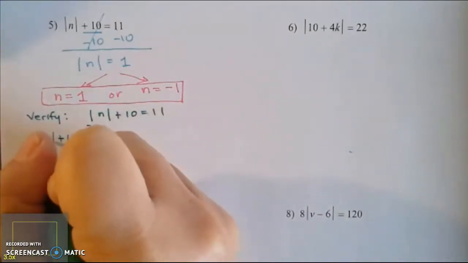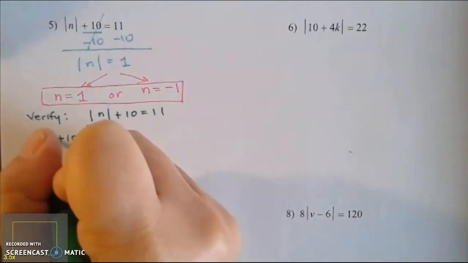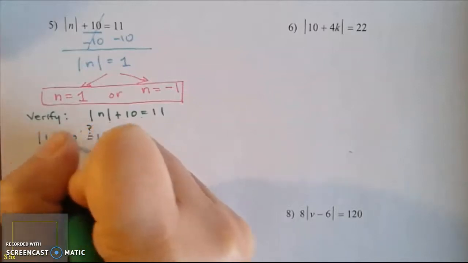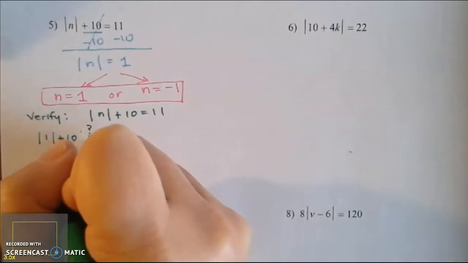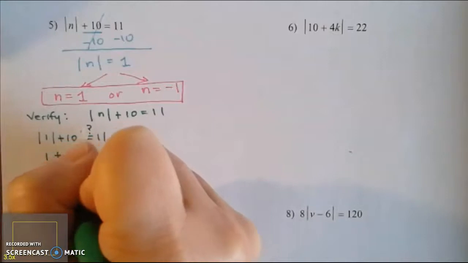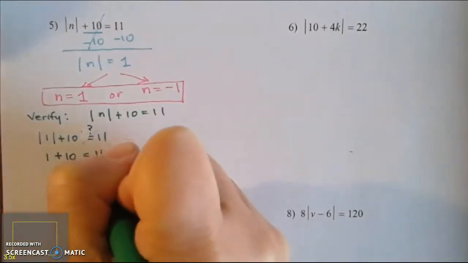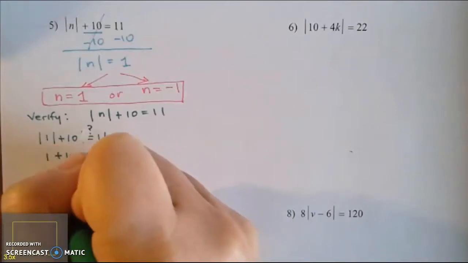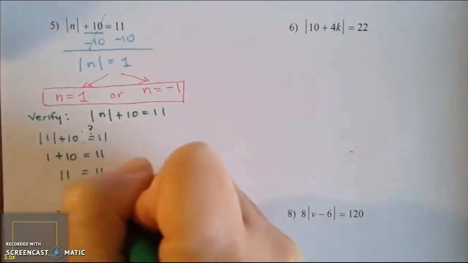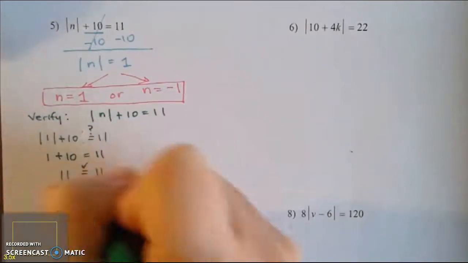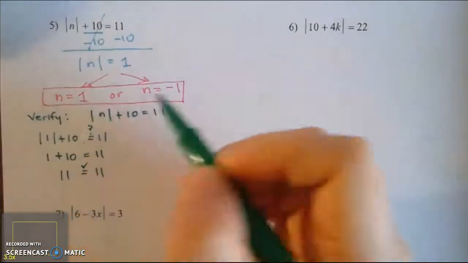Now, since I just have an absolute value of a number, I can take the absolute value of 1. What is the absolute value of 1? That's just plain 1. Notice that the absolute value symbol is now gone because we've applied the absolute value of 1. And plus 10 is equal to, well, we still don't know because we have not simplified the left-hand side. 1 plus 10 is equal to 11, and the right-hand side is equal to 11. So that is true. So I know that n is equal to 1 is a solution.